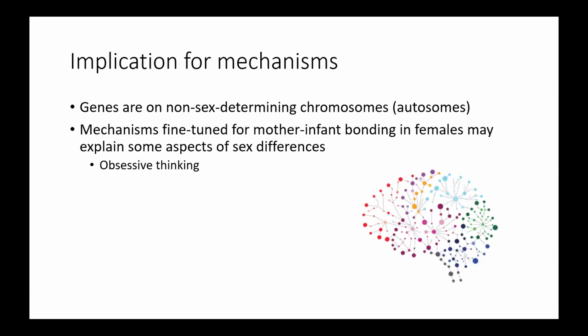Surprisingly, there's also a bit of implication for the mechanisms of romantic love. We know that these very small sex differences indicate that genes that regulate the onset and expression of romantic love are probably on non-sex determining chromosomes. And there is some indication that the mechanisms that are fine-tuned for mother-infant bonding in females may explain some aspects of sex differences, for example, obsessive thinking. There is a theory that romantic love evolved by co-opting mother-infant bonding, and that would mean that females are more attuned to performing some of the expressions that romantic love entails, particularly obsessive thinking.